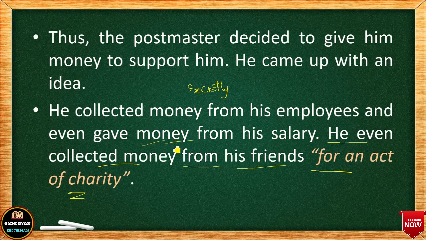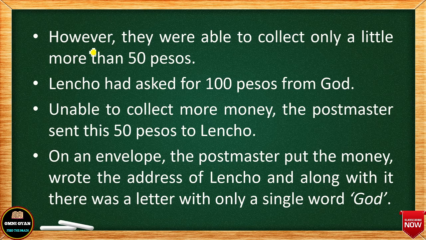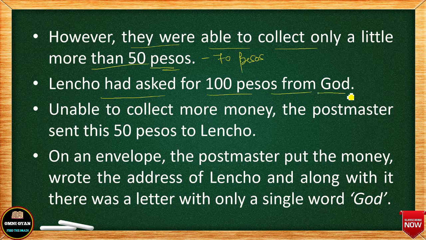The employees of the post office, even the postmaster gave money from his salary, and then the postmaster also collected money from his friends. So all of them helped with some donations. ठीक है. However, the problem was that they had donated money, but they were able to collect only a little more than 50 pesos. Actually, they had collected 70 pesos. Now Lencho needed how much money? Lencho had asked for 100 pesos from God. Now they only got 70 pesos, right? So how much money did he now require? Lencho required 30 pesos more.